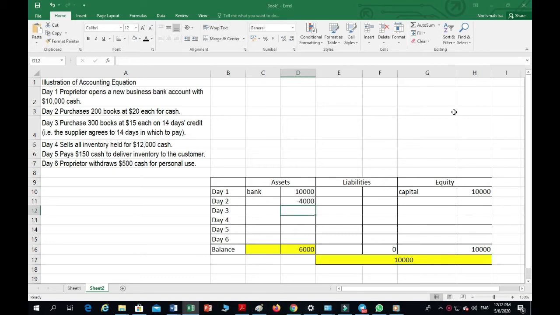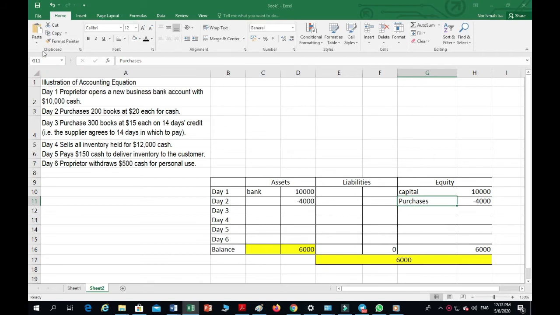Day 2. Purchases 200 books at $20 each for cash. Purchases is classified as expenditure and it will decrease equity on the equity side. It will decrease by 4,000 for purchasing 200 books at $20 each.